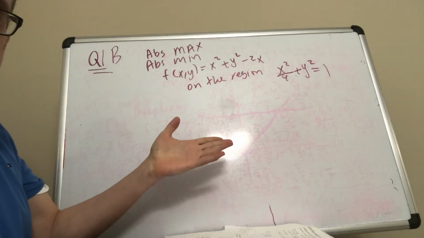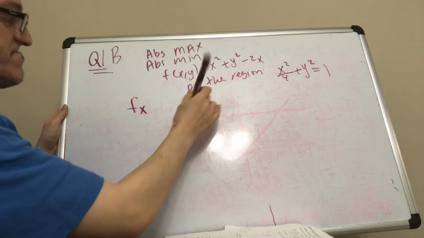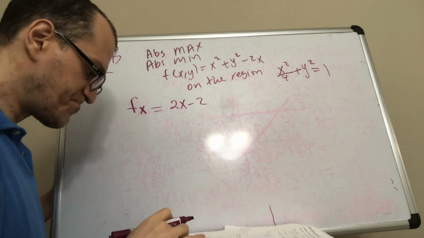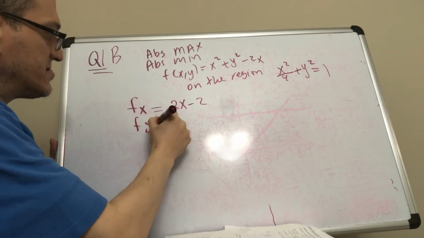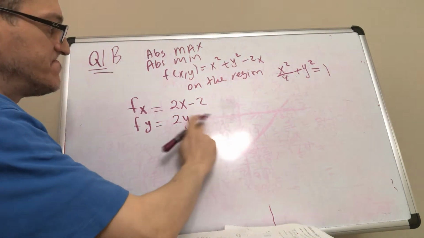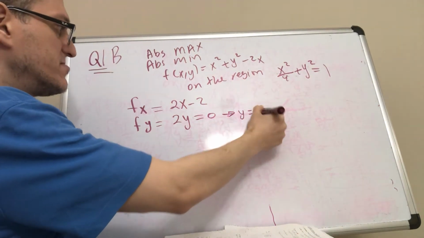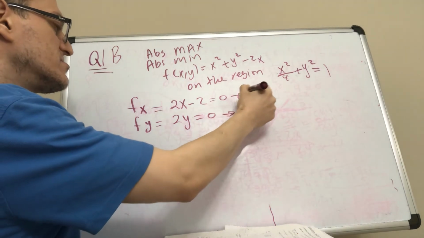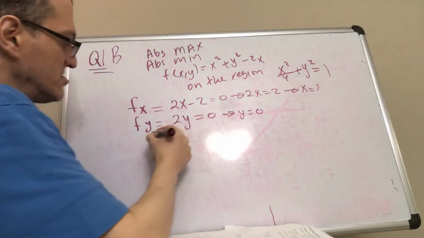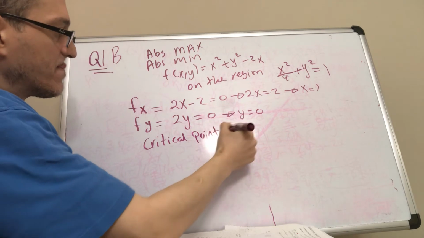First we find the gradient. We find the derivative with respect to x as 2x minus 2. And you find the derivative with respect to y as 2y. You make this equal 0, then y is 0. You make this equal 0, so 2x equals 2, x is 1. So we have a critical point, 1 and 0.